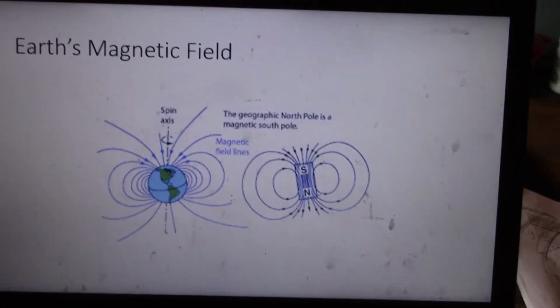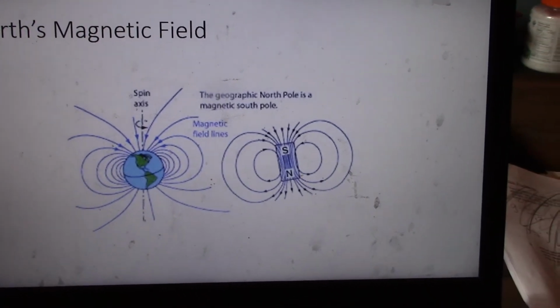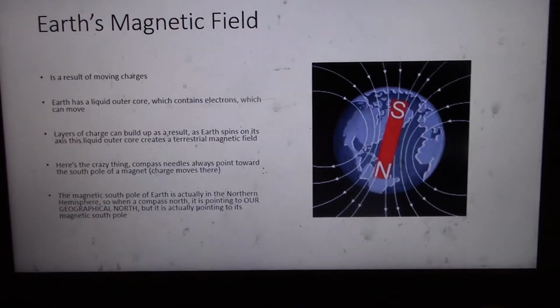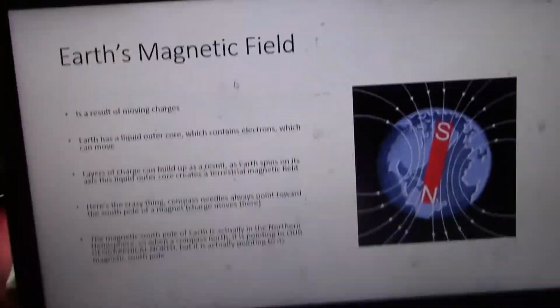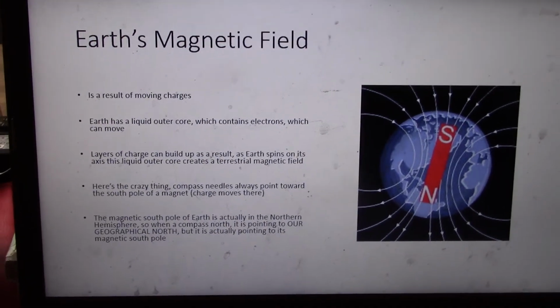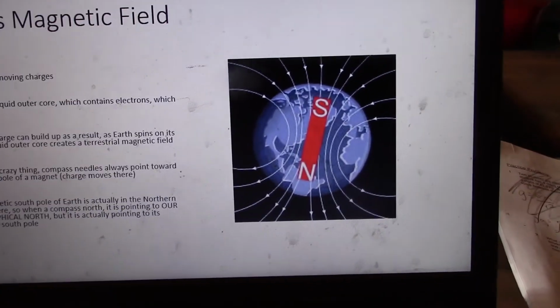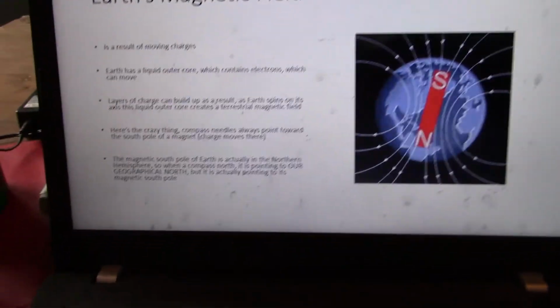This is really important because all of our GPS systems and GIS systems, our satellite orbits depend on the magnetic field, and all of our telecommunications are dependent on the magnetic fields of the Earth. So this is important for us to understand. Earth's magnetic field is a result of moving charges because we have a liquid outer core and a molten iron core, with iron moving and creating electromagnetism in the middle of our core.